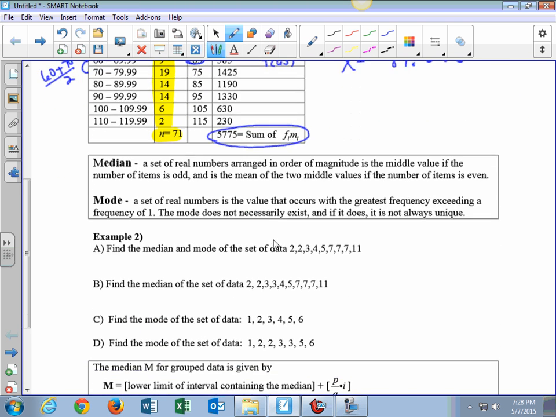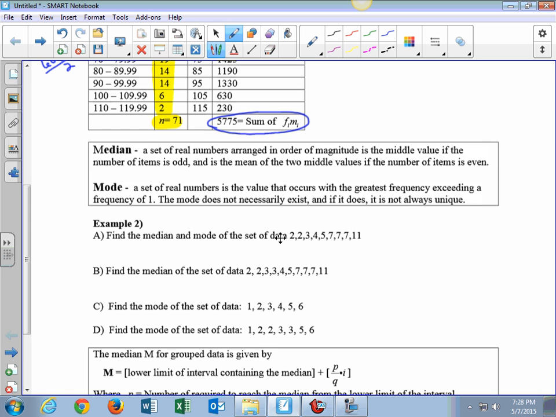Oh, now we're going to go back to the stuff that you remember maybe from 6th or 7th grade. Just basically mean, median, and mode. Median is a set of real numbers arranged in order of magnitude. It's the middle value of the numbers if the number of items is odd, and it's the mean of the two middle values if the number of items is even. So if there's no true middle, you add the two middle terms and divide by 2 to get the median. The mode is the one that basically occurs the most times. It has to have a frequency exceeding 1. So if every item only occurs once, the mode would not necessarily exist.